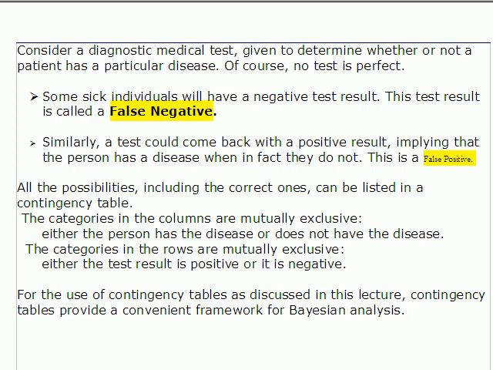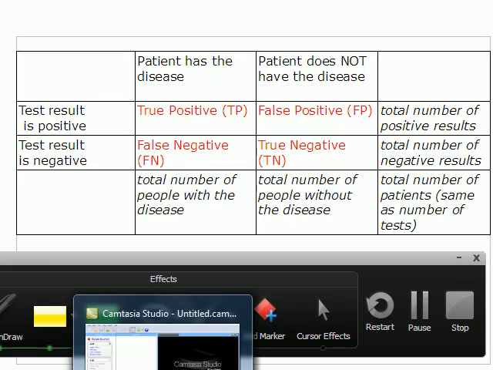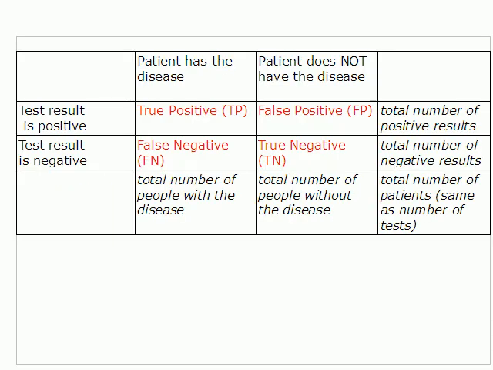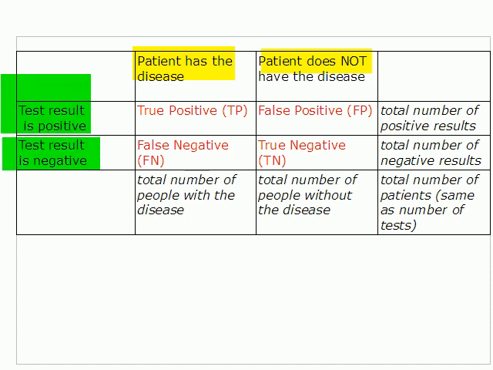The categories are going to be mutually exclusive. Either the person is going to have the disease or not. And the rows are going to be mutually exclusive. Either the test is positive or it is negative. So here's the general form of the contingency table. Person has the disease, person doesn't. Here we have the test is positive or the test is negative.